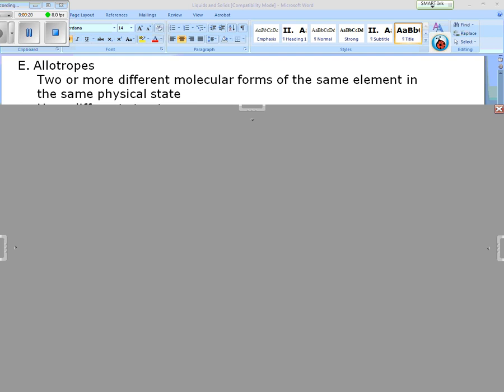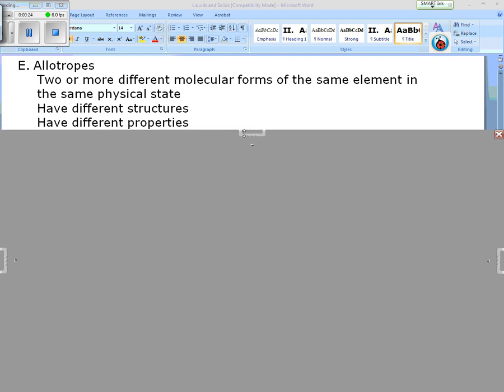So, same element, same state, but they have different structures, and because they have different structures, they have different properties. So, two sames, two differents. Same element, same state, different structure, different properties. An example that we have is the allotropes of carbon.